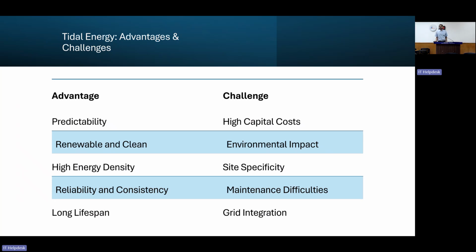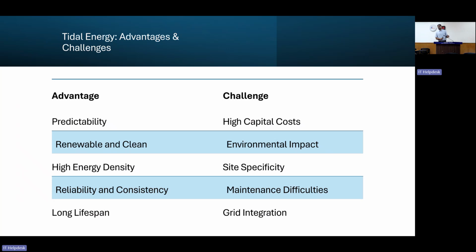Now coming to tidal energy, there are similar advantages and challenges to those associated with wave energy. Advantages include predictability, renewable and clean. Tidal energy also has very high energy density. It is also reliable and consistent, and tidal energy systems can have a very long lifespan. However, there are certain challenges such as very high capital cost and environmental impact.